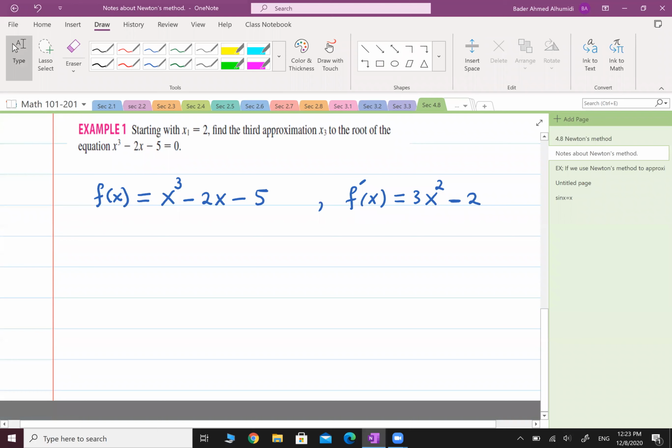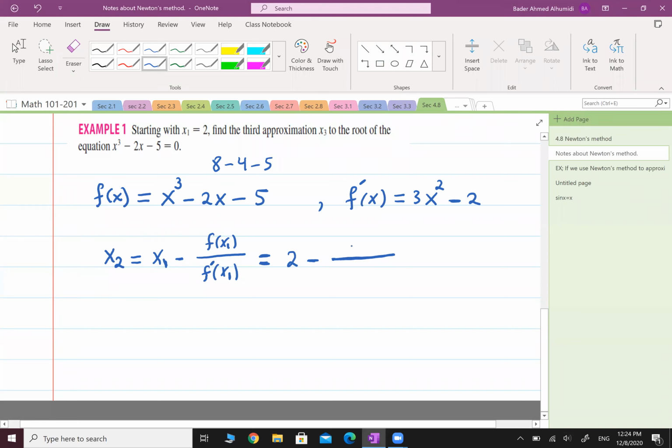I have x1, I need to find x2. What should I do? x2 by the formula is equal to x1 minus f of x1 all over f prime of x1. I apply this one. So what do we have here? x1 is given in the question. It is equal to 2, minus, now I have f of x1, meaning f of 2. What is f of 2? I substitute here. I have 8 minus 4 minus 5. It will be 8 minus 9, negative 1.